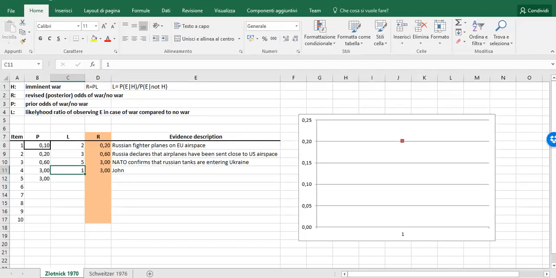But in the end, this is our estimate. We consider the hypothesis of an imminent war to be 3 times more likely than that of no war. And we could also chart here our results.